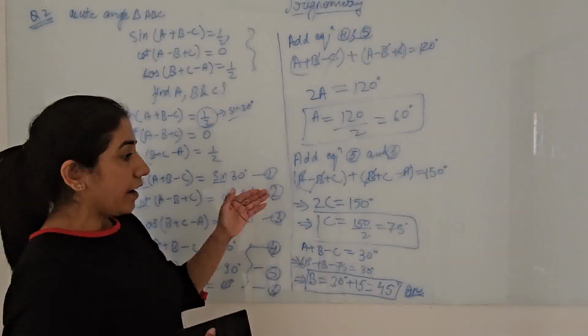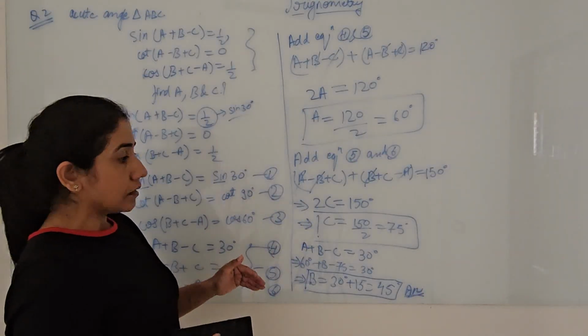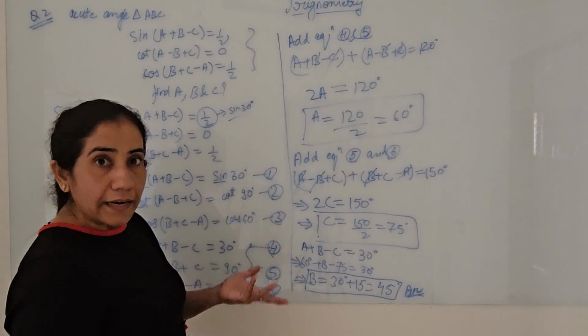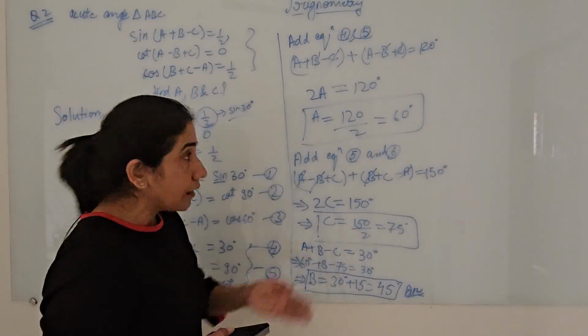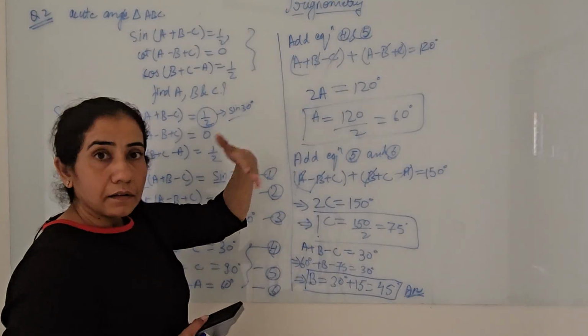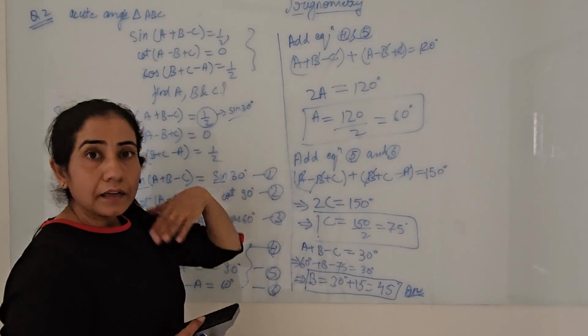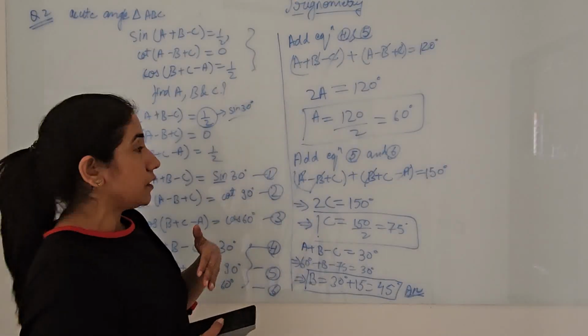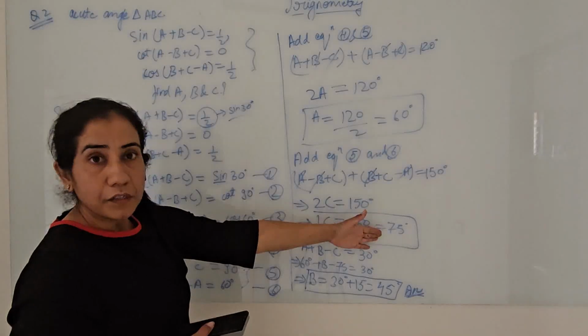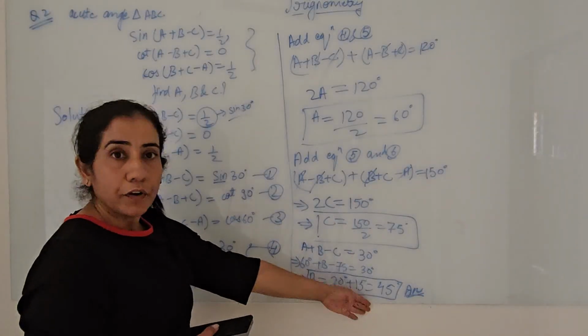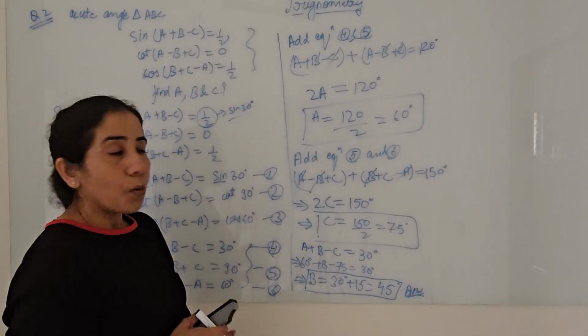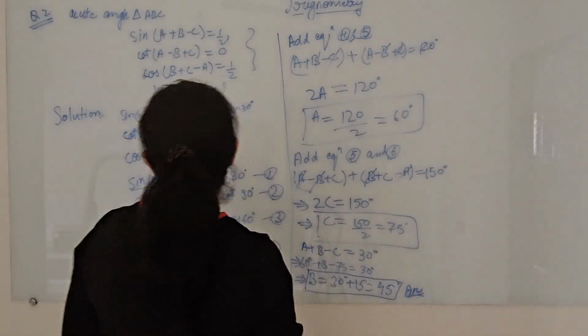Even if I add all these angles, I'll get 180 degree, which is the angle sum property of a triangle, that the sum of all angles is equal to 180 degree. 60 plus 75 is 135. 135 plus 45 gives me 180 degree, right?